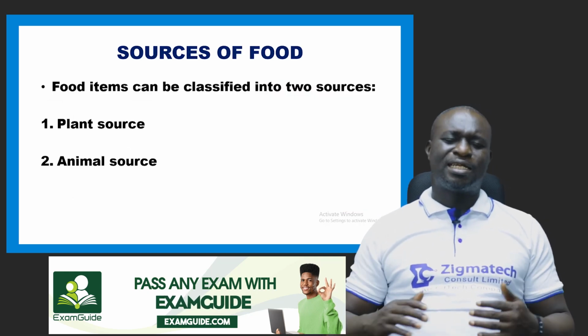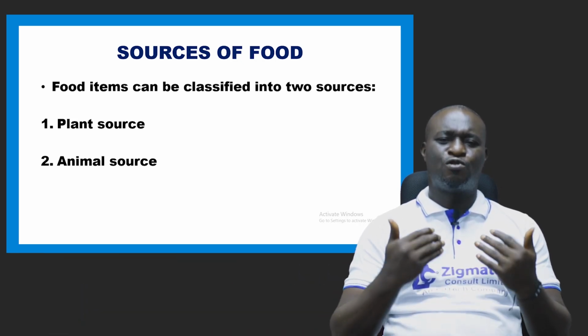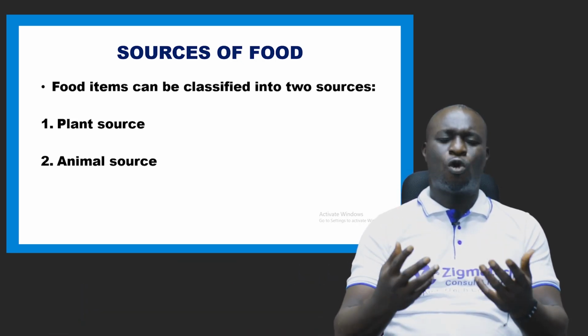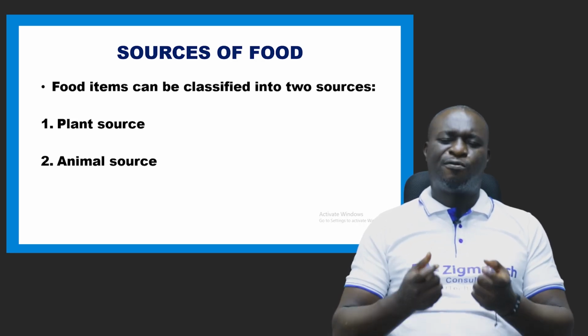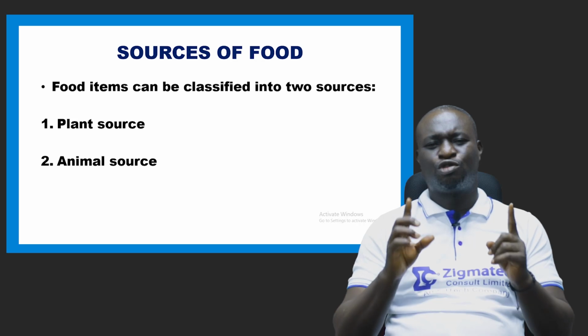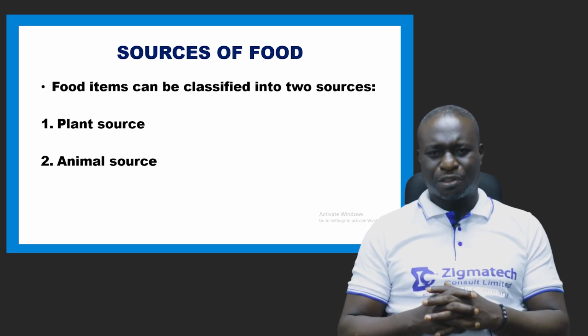All right. Now let's take a look at sources of these food items. Where or how are these food items sourced from? Now, food items can be classified into two based on their sources.